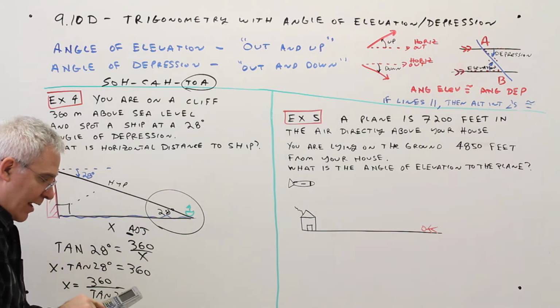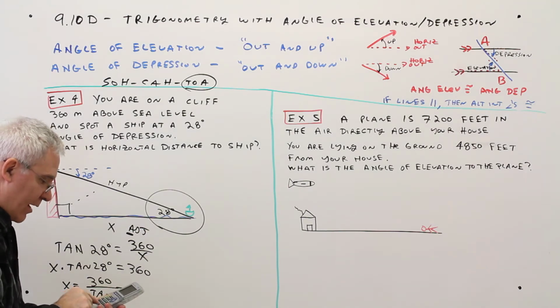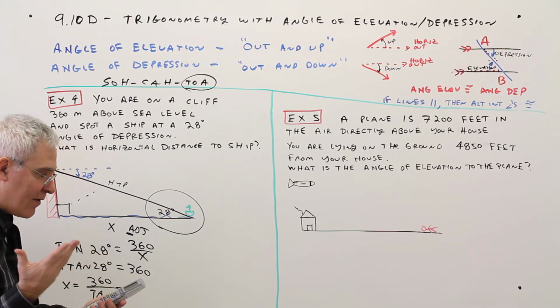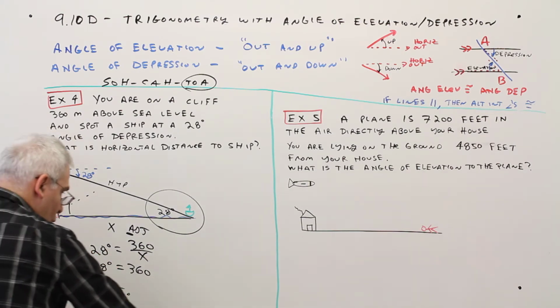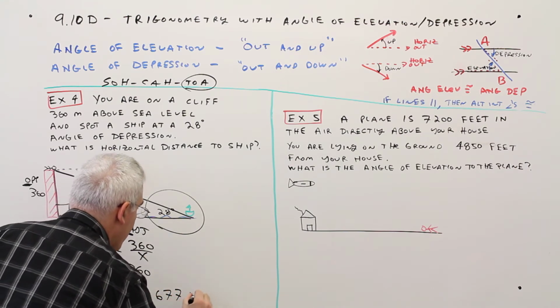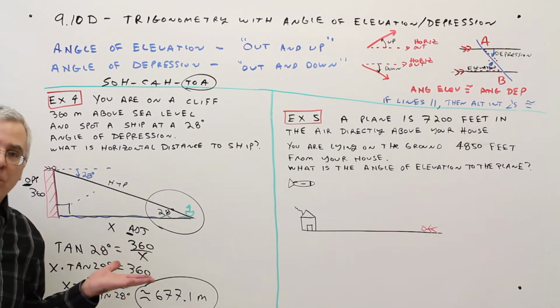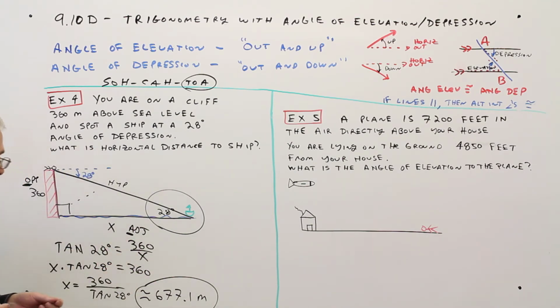So let me punch that out. 360 divided by the tangent of 28 degrees. And I get 677.1 meters. I didn't say how to round, but in general, I'll just go to 1 decimal place.